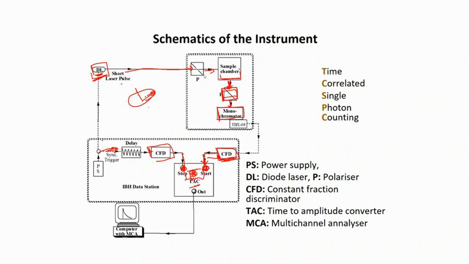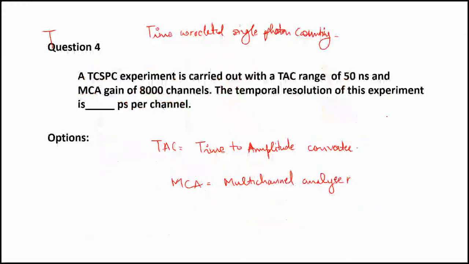There is a resistor here through which it discharges, and when it discharges, it produces a voltage. This voltage is directly proportional to the time lag, that is delta t, and also directly proportional to the intensity. So this is the entire setup of the TCSPC instrument.